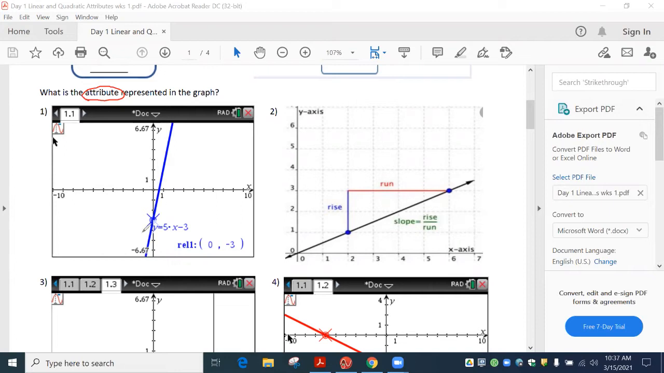All right, so whenever you look at this, wherever the tracer's at, that's what we want to know the attribute of. So you always ask yourself, is this tracer on one of the axes? Yeah, it's on the y-axis. So if the tracer's on the y-axis, this is called the y-intercept. The y-intercept. Okay, so make sure we're getting all that written down. Make sure you get that written down.